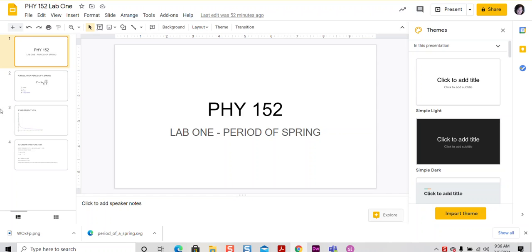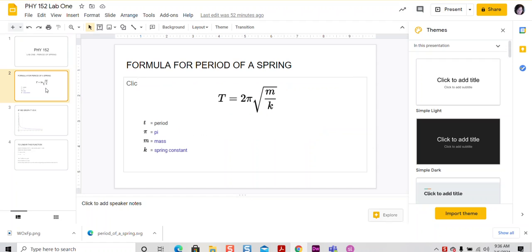Let's look at the formula for that period. The formula for the period, T, is equal to 2 pi times the square root of the mass that's on there in kilograms divided by the stiffness of the spring in newtons per meter. Remember that a newton is a kilogram times a meter per second squared.